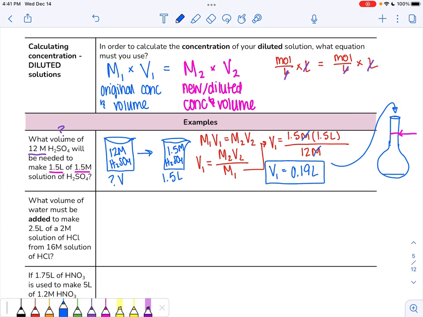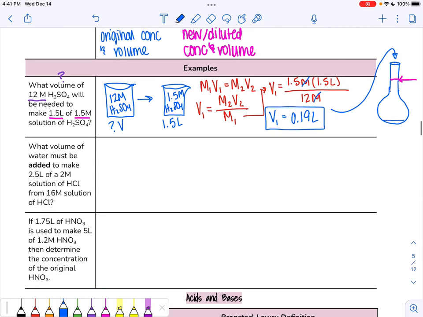So this is how much concentrated sulfuric acid I would have to put into my volumetric flask. And then I would dilute to the 1.5 liter mark to make my new solution of a 1.5 molar concentration. So let's do one more together. Let's take a look at the next problem.